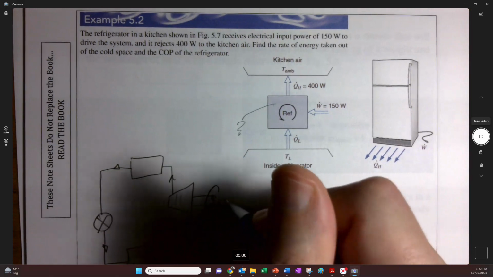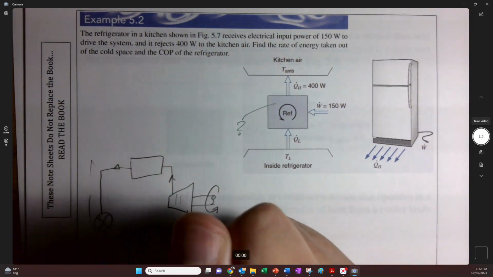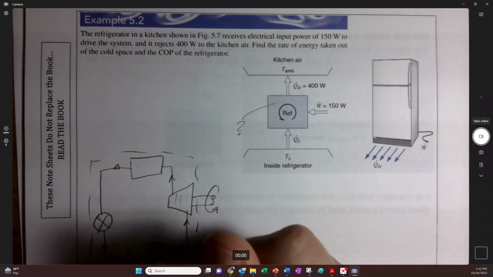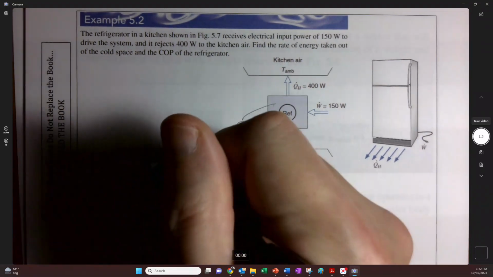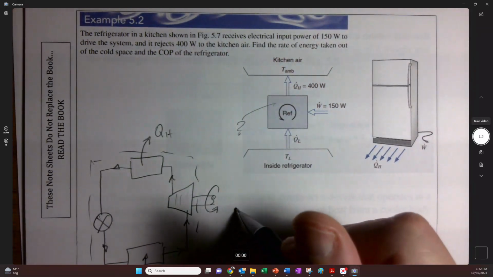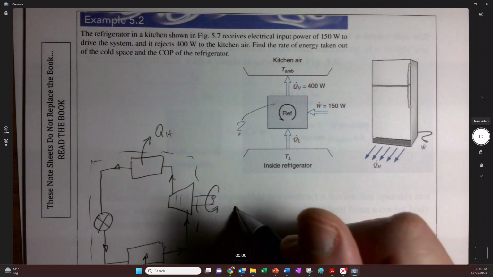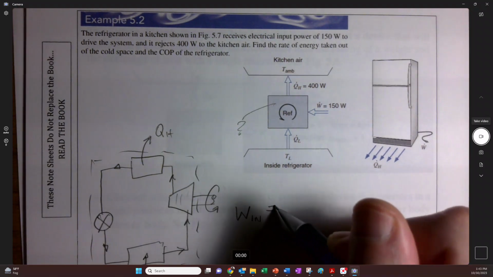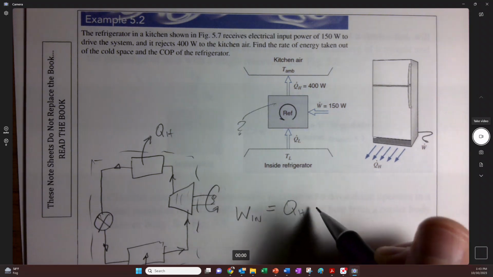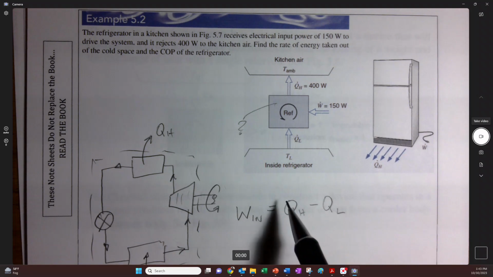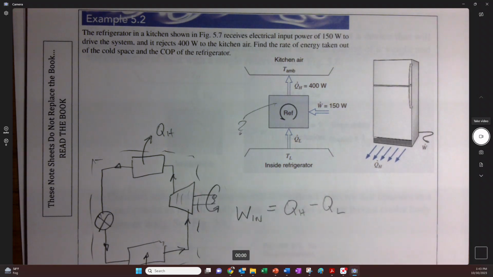Anyway, we're putting work in to this thing. I guess it makes sense because we're doing the QL, and then we're doing the Q out, Q high. And we're writing that the work in is going to be equal to the heat out minus the heat in. So that difference in there, right? We're using that work in to propel the thing forward.